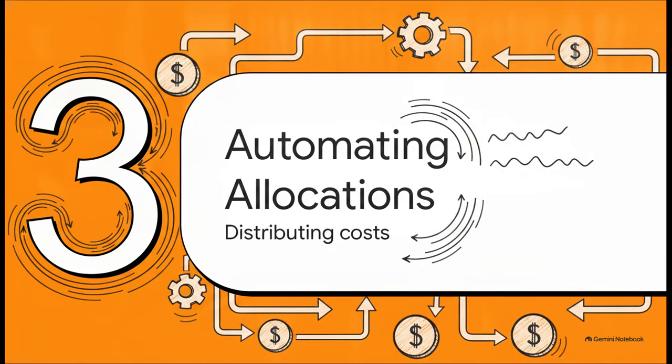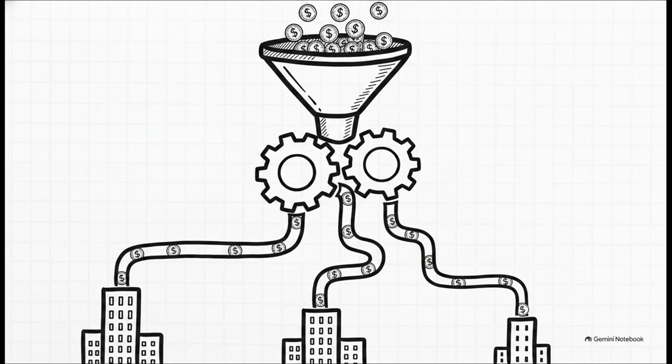Next up, Phase 3, automating allocations and burdening. Okay, now we're adding some serious efficiency to our structure by automating how costs are distributed.